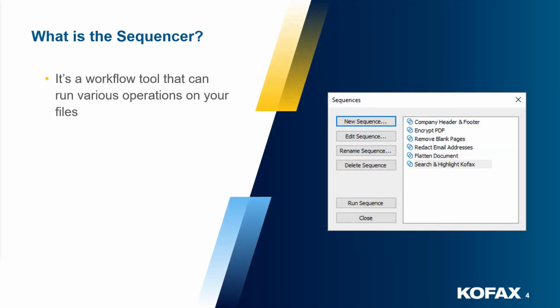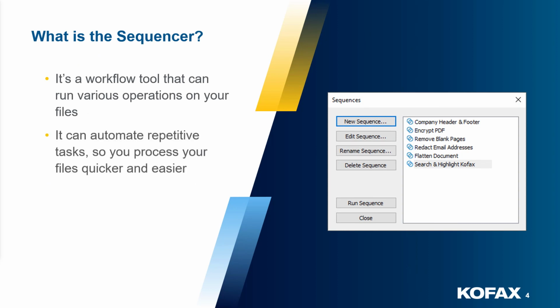The sequencer is a tool that can help make your document processing quicker. With this tool, you can create a sequence that can perform an operation on your file, such as add a company header, remove a blank page, or apply a confidential watermark. Running a sequence makes a previously repetitive task simple and quick. You can also combine sequences so multiple tasks can be performed in one operation, making you even more productive.